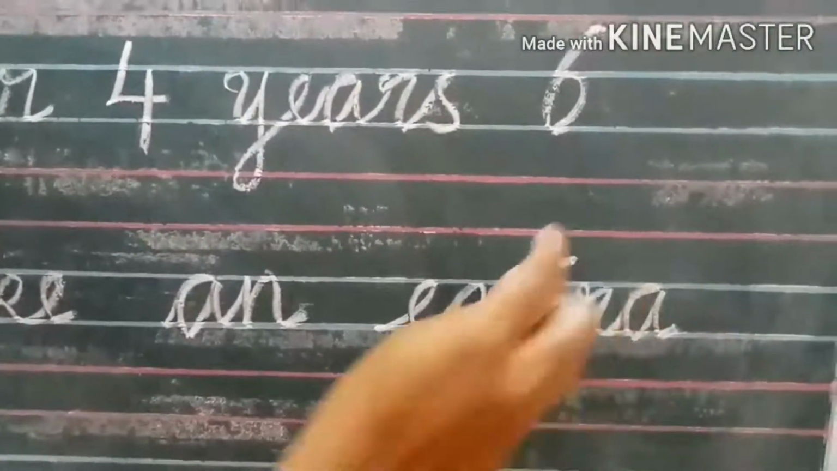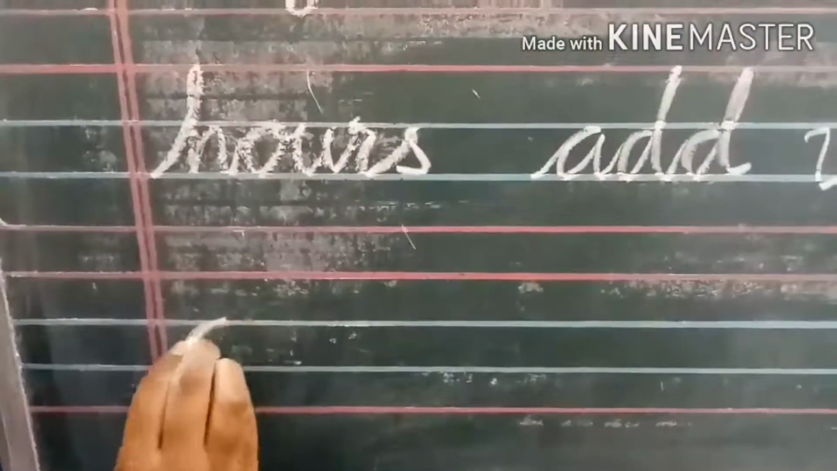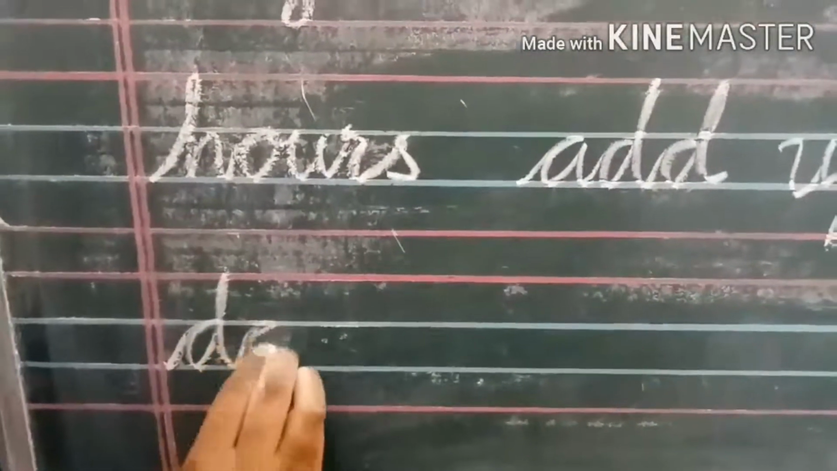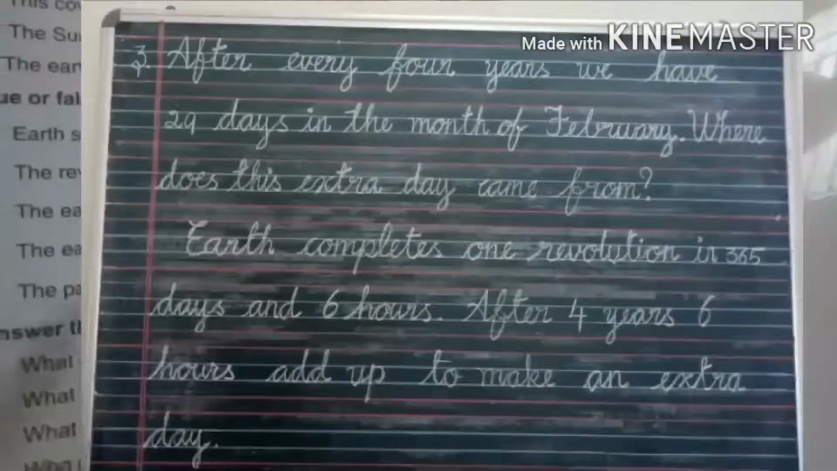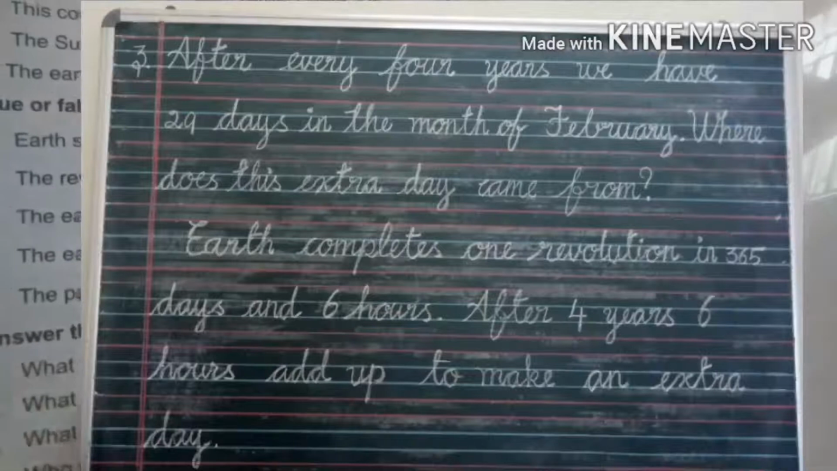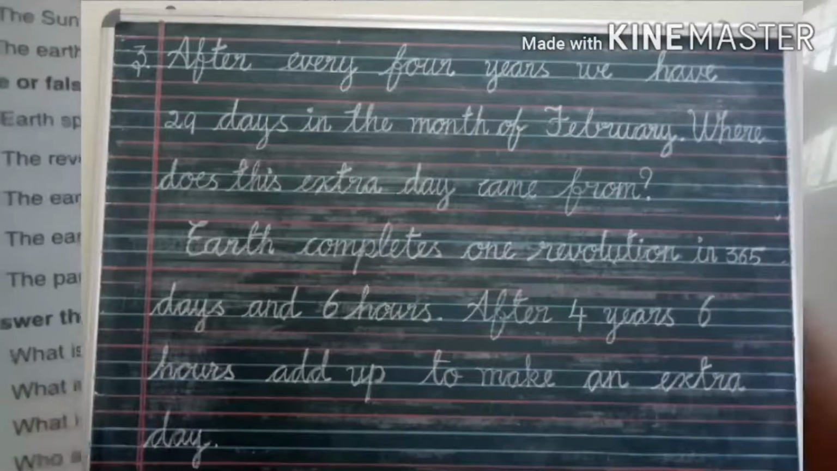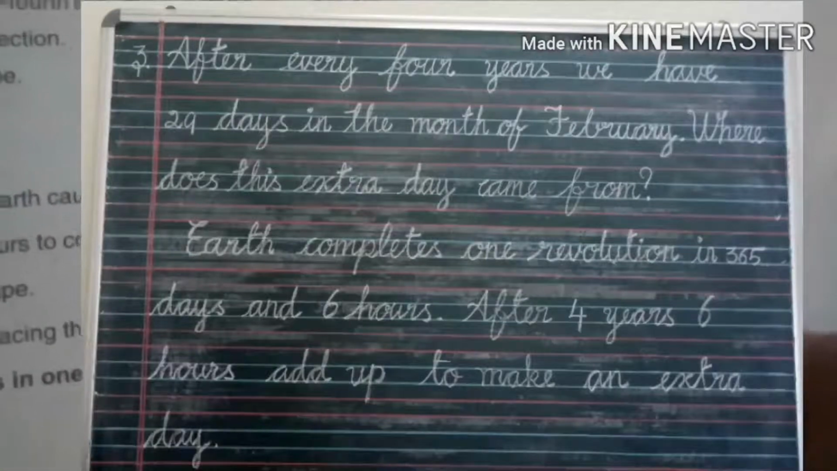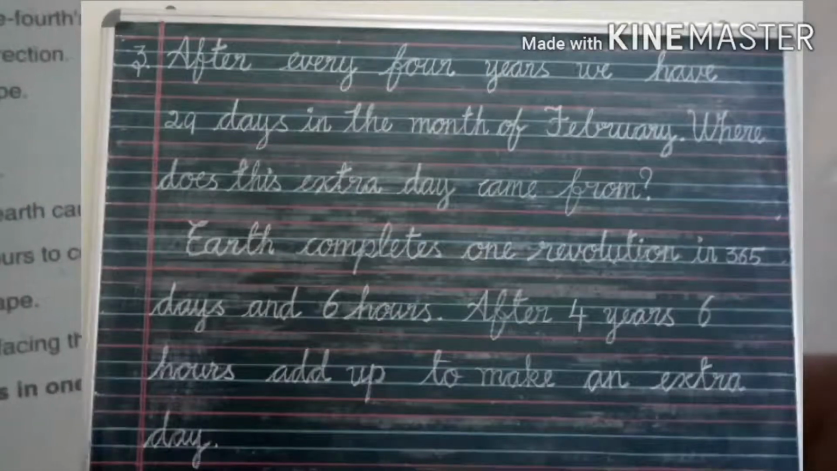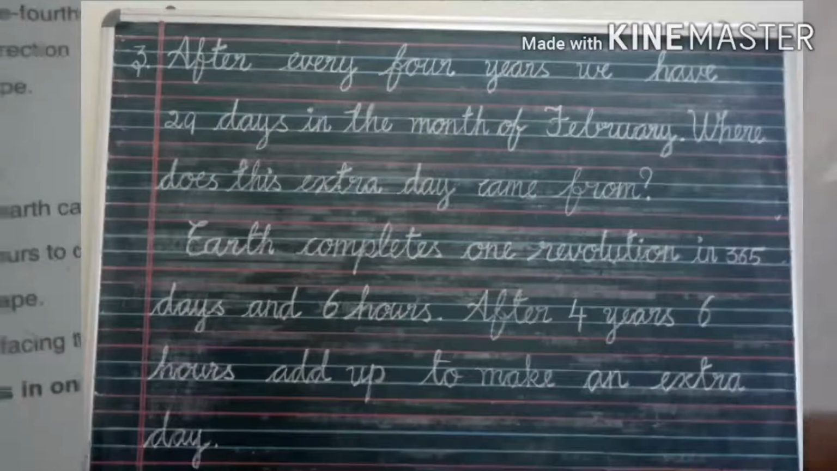Fourth one is, the earth is flat in shape. Children, just now I said the shape of the earth is round. So the statement is also false only. So write false. F-A-L-S-E, false.